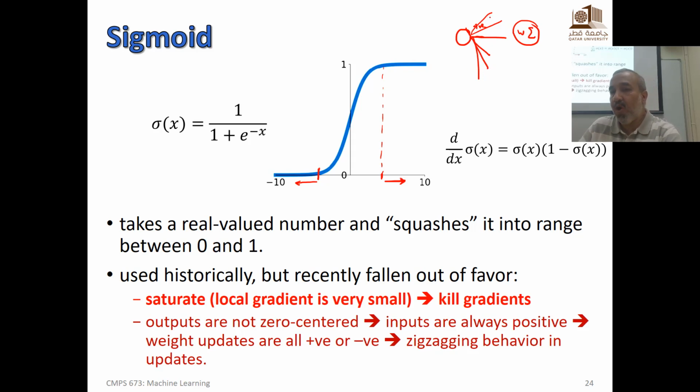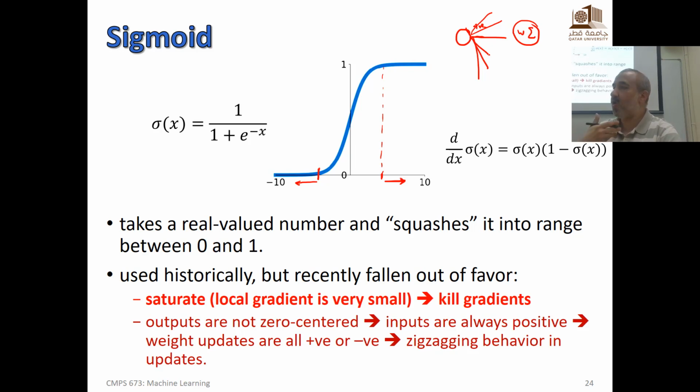Now, if all of the outputs from the neurons are positive, that means that all the weights will be updated in the same direction, either all positive or all negative. Because the output is always positive, the gradient can be positive or negative, so the updates will be all either positive or all negative. So the entire network's parameters will be either increased together or decreased together. This is called zigzagging behavior, which is not good in training.